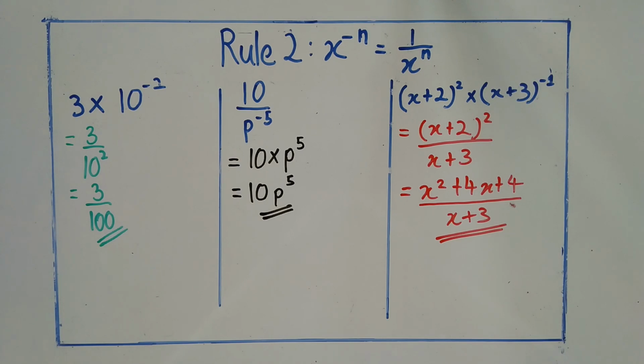This rule states that whenever you see a power with a negative value, you have to flip it from the numerator to the denominator or from the denominator to the numerator.